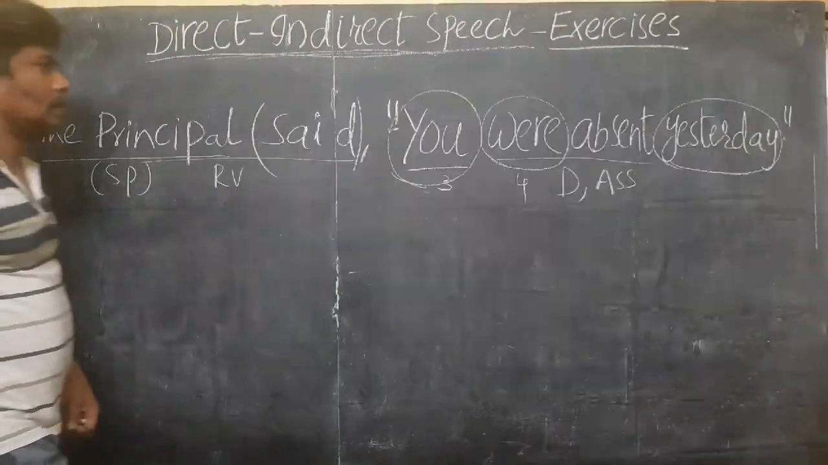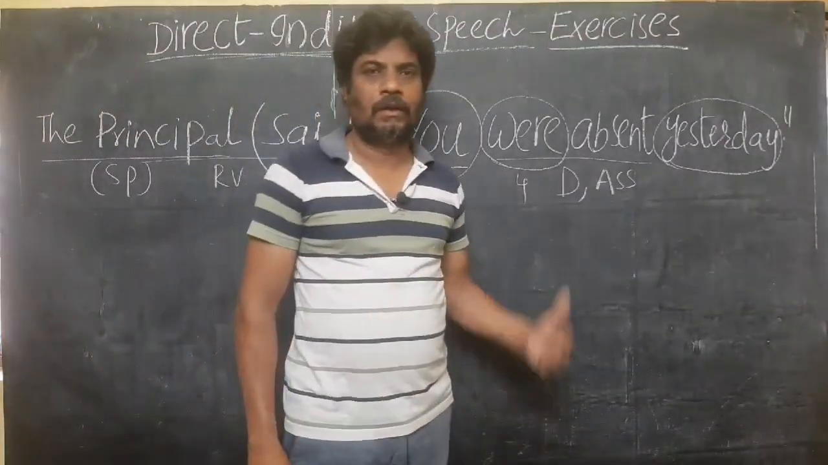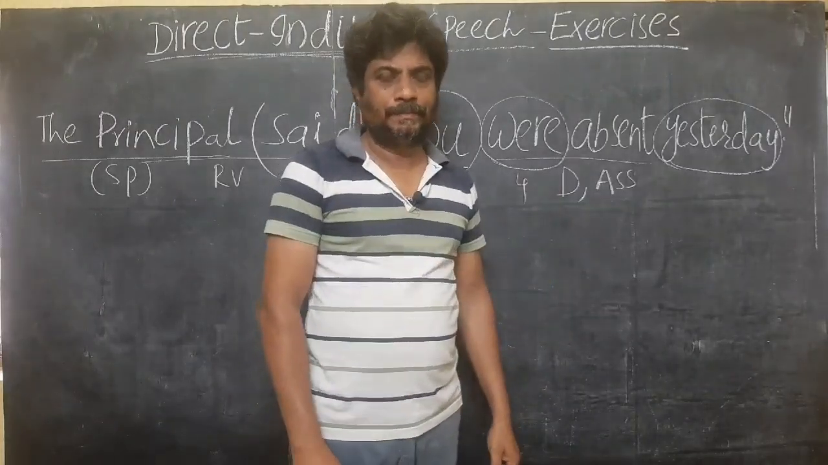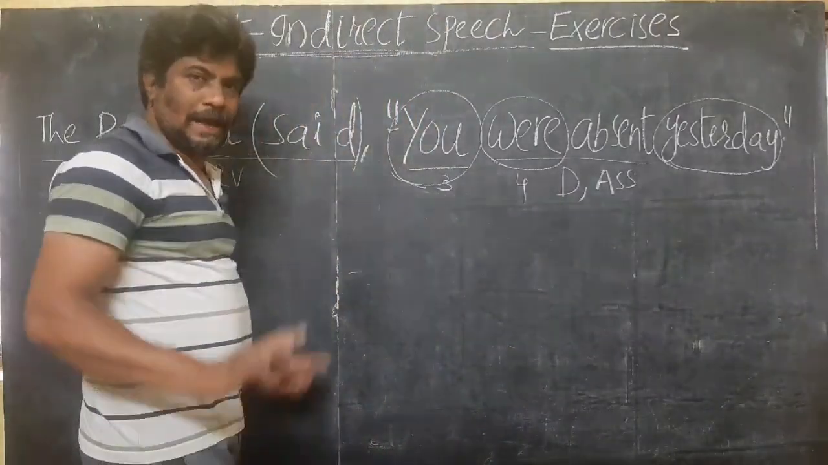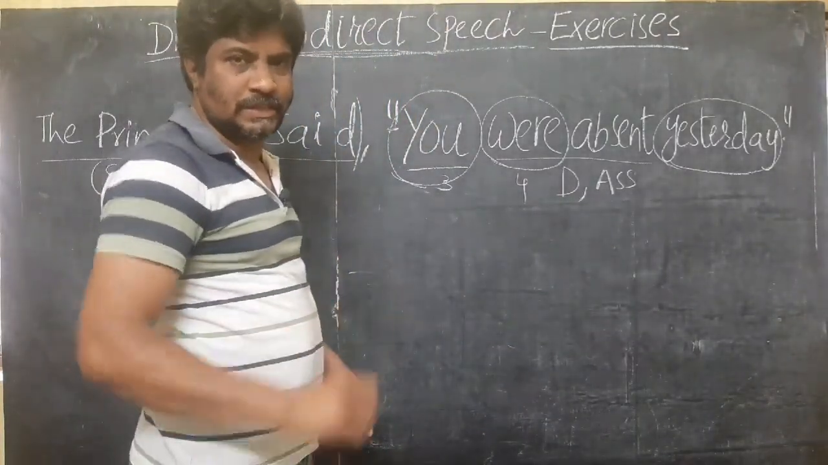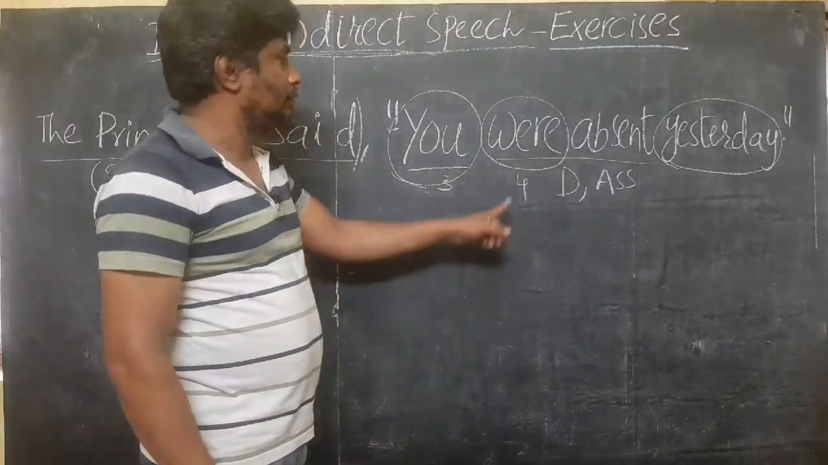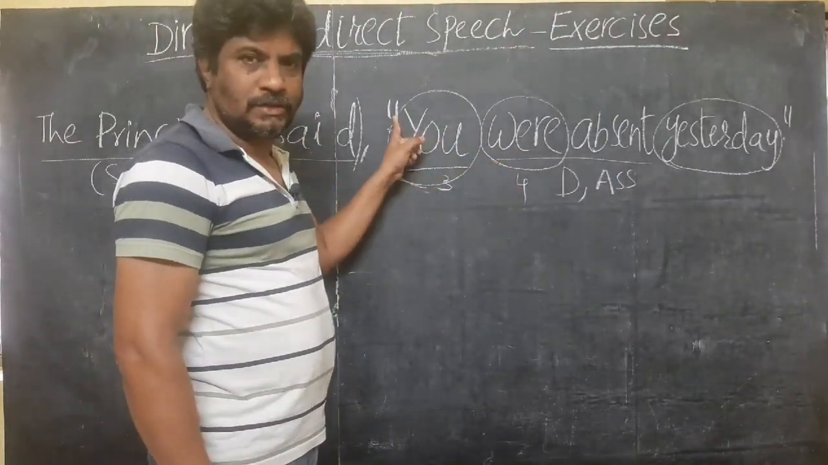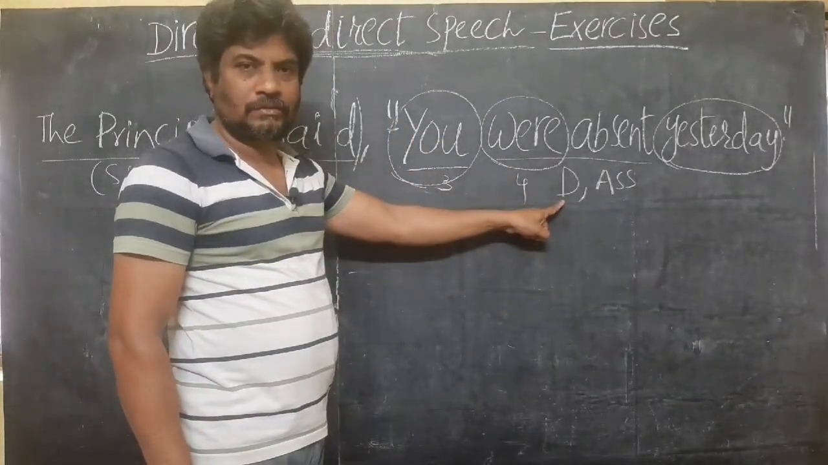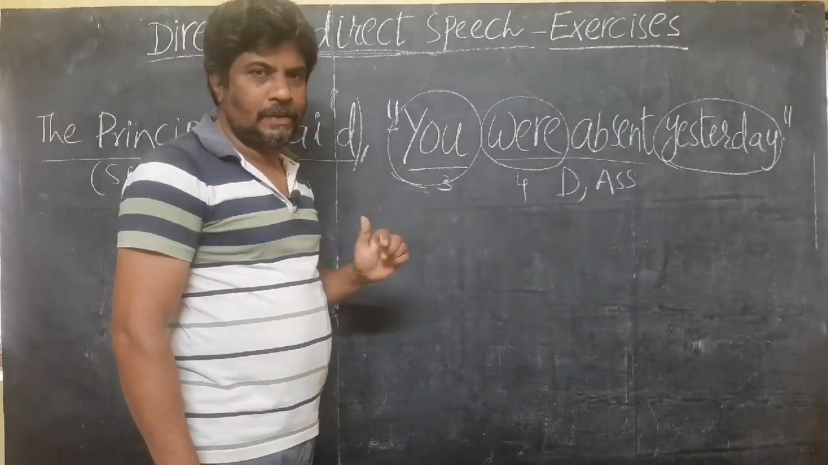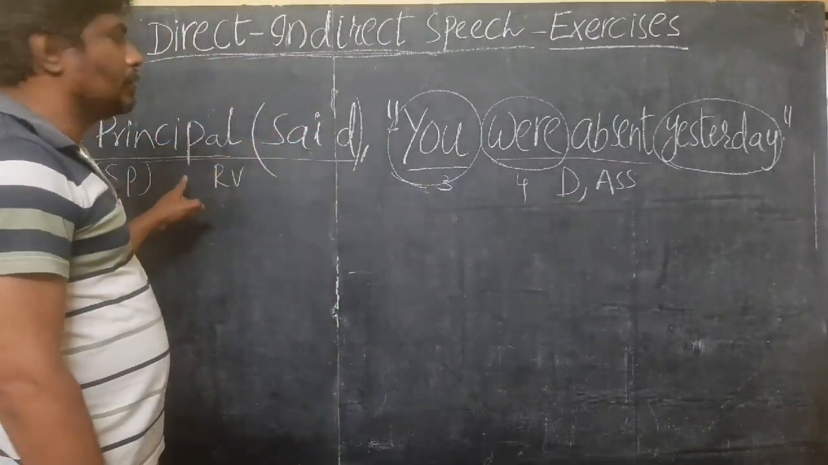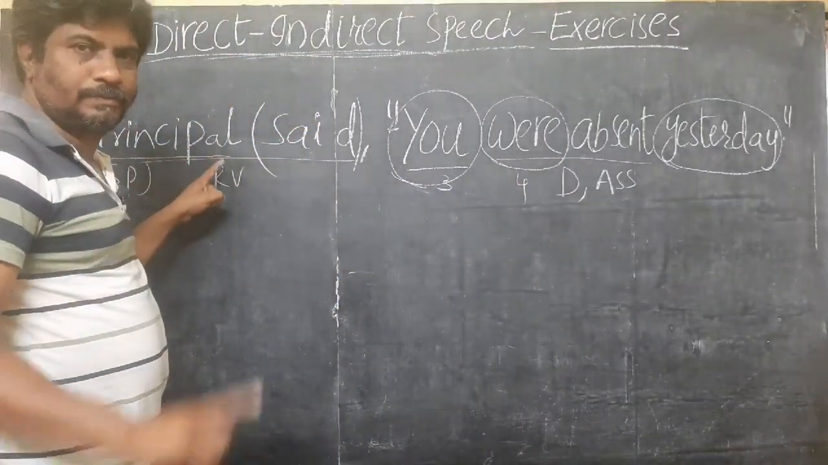Okay. Let's see another example. As usual, same steps. First, identify the dialogue. Quotations, hence this is dialogue. And identify the reporting verb. No quotes, this is the reporting verb.